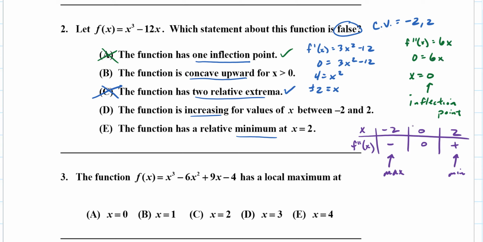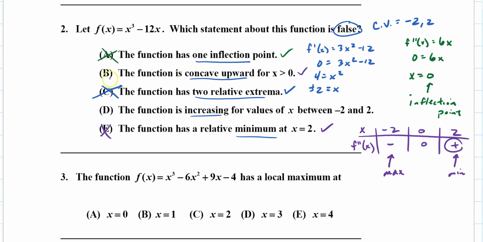So if we're looking at this, does the function have a relative minimum at +2? Yep, it does. That is out. The function is concave upward for x is greater than 0. Well, concave upward, remember we're checking what is the sign. So concave upward for x is greater than 0. That appears to be true because we have a positive second derivative when x is greater than 0 right here.